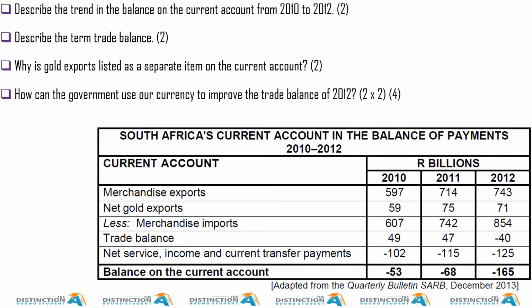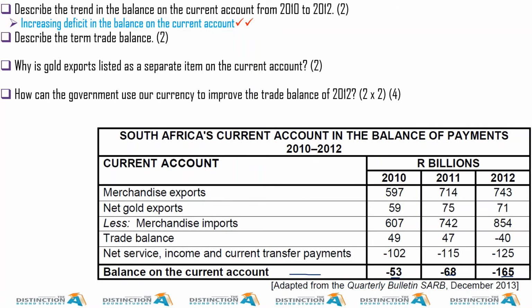Right, the next one, study another balance of payments. Describe the trend. Okay, again, trend, is it going up, is it going down, is it staying the same? Or it's fluctuating. Actually, it's another possibility. Describe the trend of the balance on the current account from 2010 to 11. Okay, so we check the balance here. Negative 50, negative 60. Oh my goodness, the deficit is actually increasing. Increasing deficit in the balance of payments.